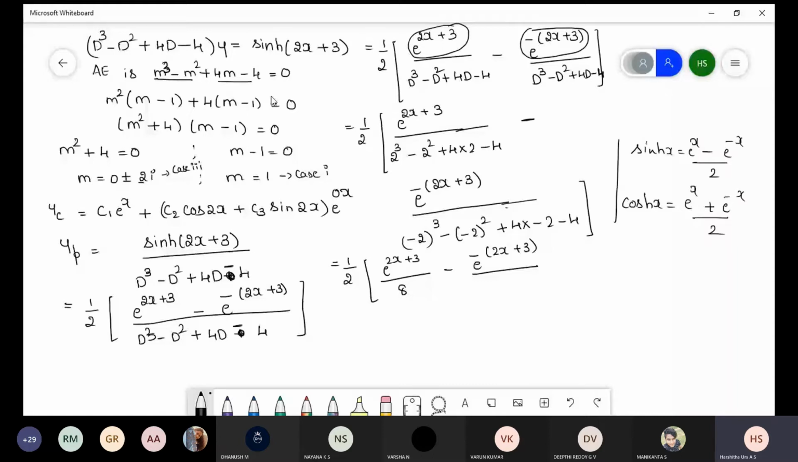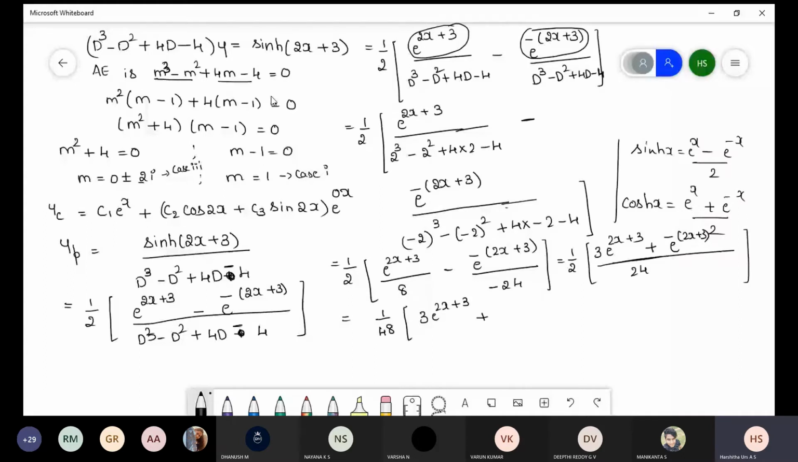So 1 by 2 into, I take 24 as the LCM. Here we get 3 into e power 2x plus 3. Here minus into minus becomes plus e power minus of 2x plus 3. So the final answer is 1 divided by 48 into 3 e power 2x plus 3 plus e power minus of 2x plus 3.